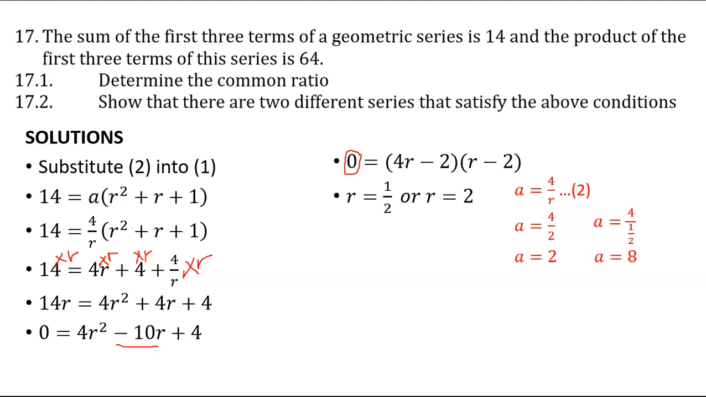So those are the two values. If r is 2, a will be 2. If r is half, a will be 8. Now, I'm done. I found my values of r, but now you will note that I'm on 17.2, which asked me to show that there are two different series that satisfy the above equation. Remember the above equation said when you add the first 3 terms, you need to get 14, and when you multiply those first 3 terms, you need to get 64. Let's see if this is true.